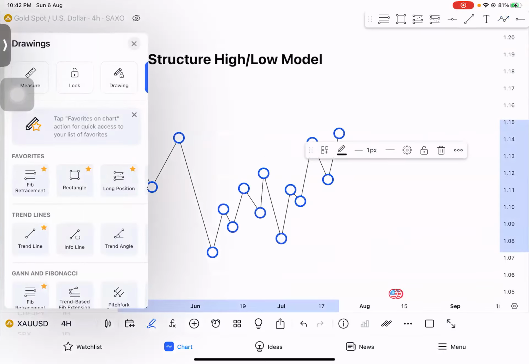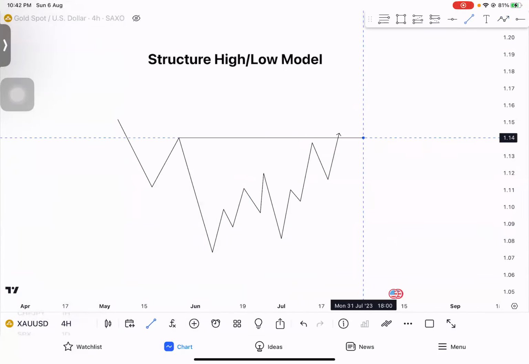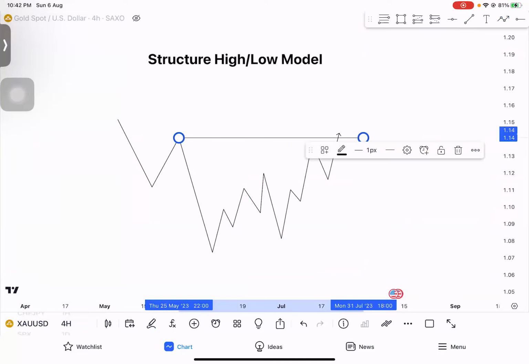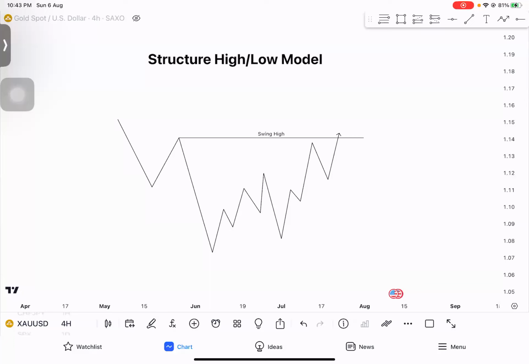Okay, this is the swing high. Yeah? This is swing high. Swing high. Okay, this is a swing high.